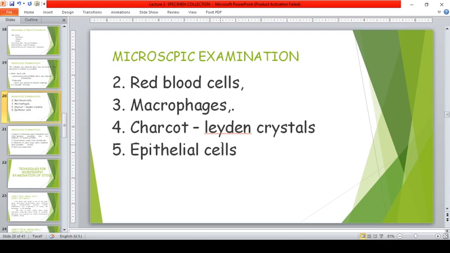Charcot-Leyden crystals are released from the disintegration of eosinophils. Galing sila sa eosinophil. Kasi nasira yung eosinophil, so they are released, forming the Charcot-Leyden crystals. And epithelial cells, which are, of course, from the intestinal tract, which is very rich in epithelial cells.